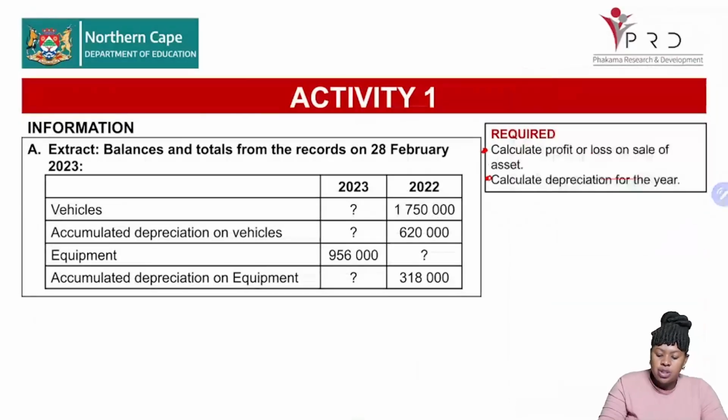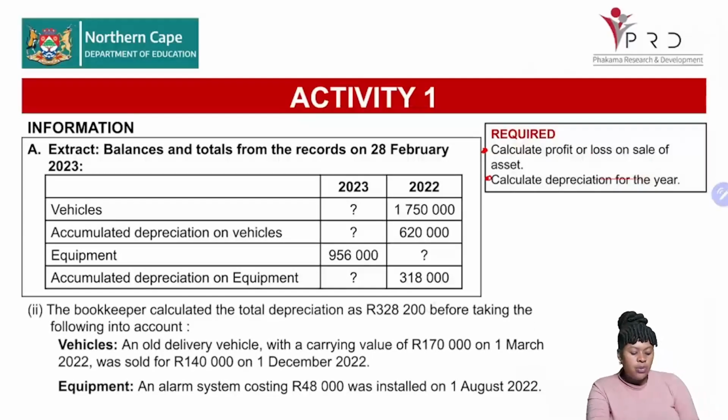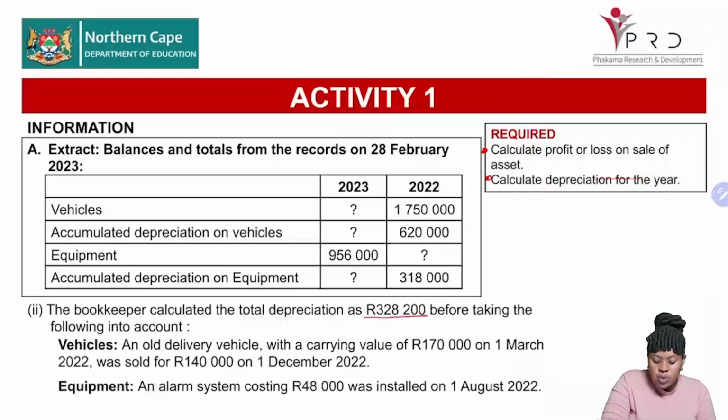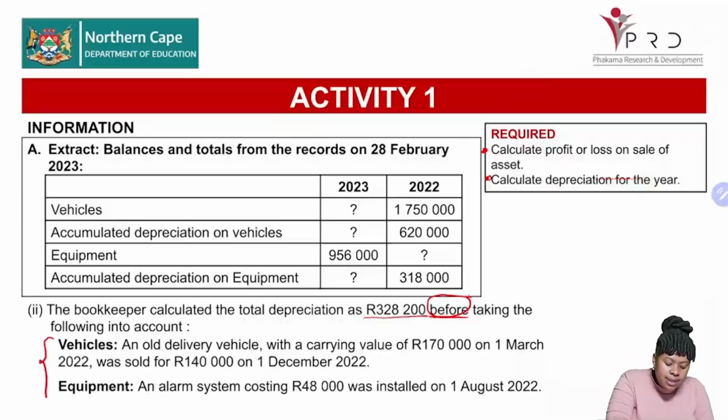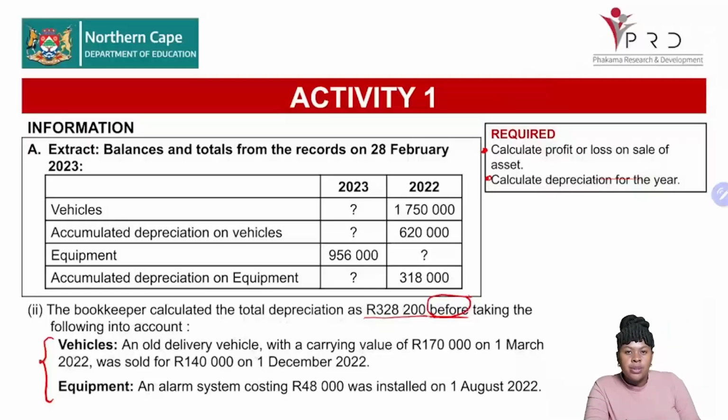Okay, is there any additional information? Yes, there is additional information over here. It says the bookkeeper calculated the total depreciation of 328,200 before taking the following into consideration. So the most important thing is that you must take note of how the statement is phrased. We have calculated depreciation, yes, but the bookkeeper did not take these transactions into consideration. So you are adjusting the amount of depreciation whenever you are calculating the depreciation question.